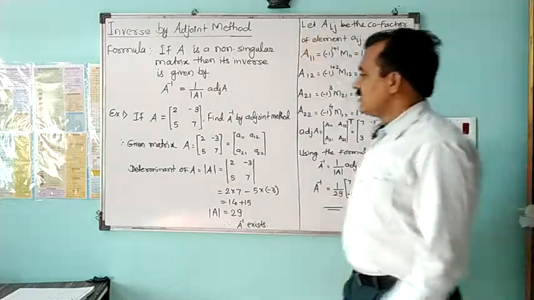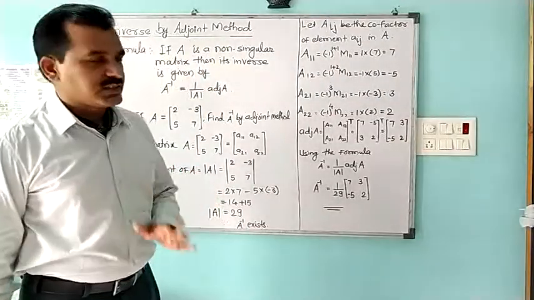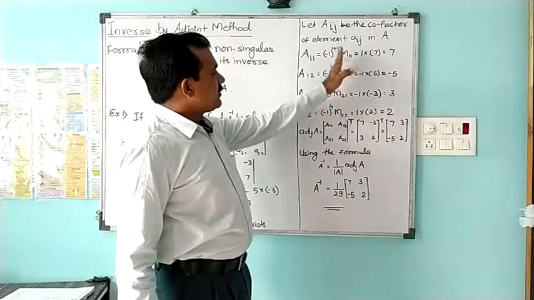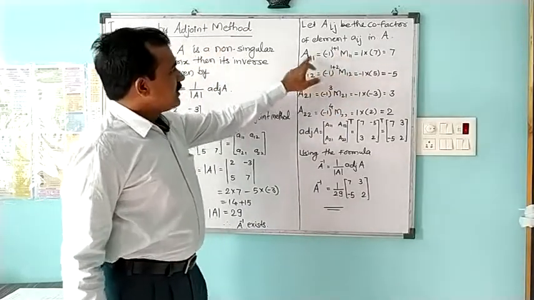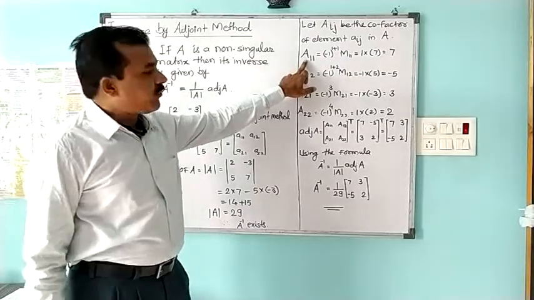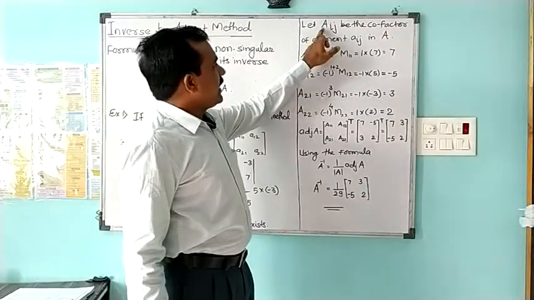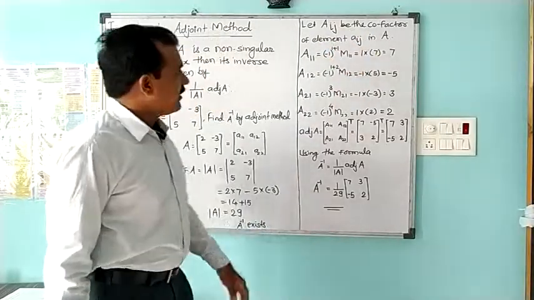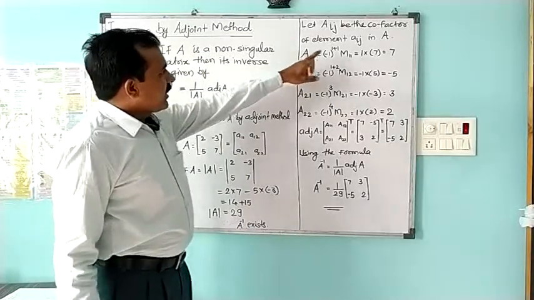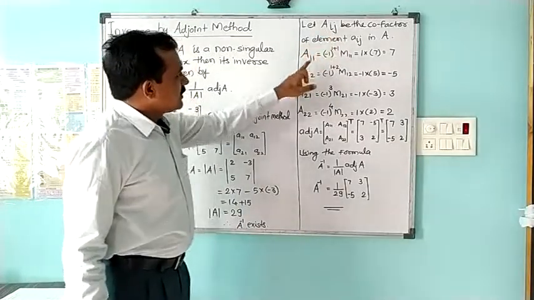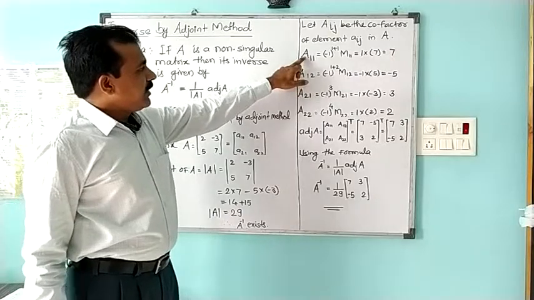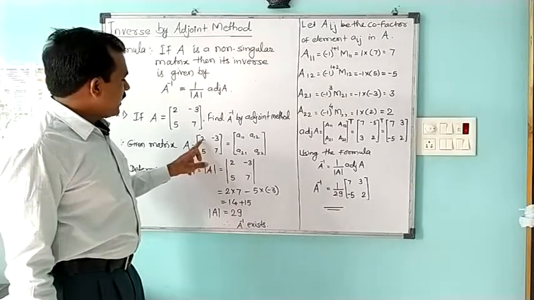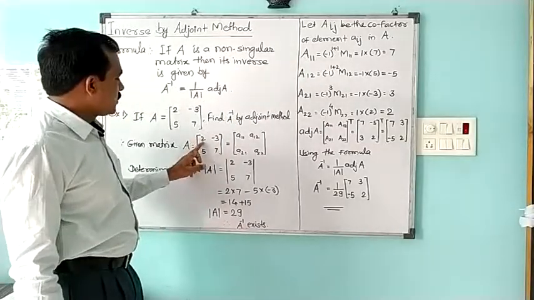Now to get the cofactor, as we have discussed in 11th, we have got minors, and those minors are used to get values of the cofactor of each element. So let Aij be the cofactor of element aij in matrix A. Particularly, if I use i as 1 and j as 1, the cofactor will be A11. So position A11 is of 2, so we are finding the cofactor of element 2.